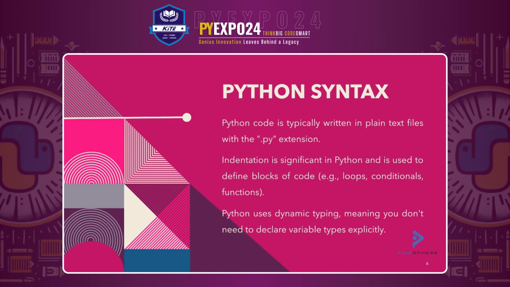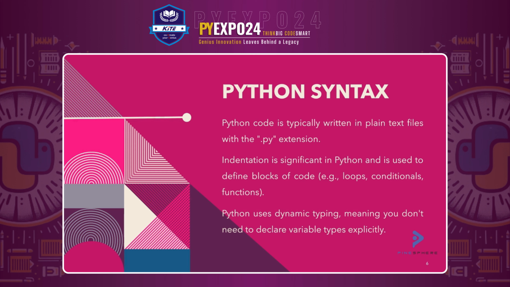The next is the syntax of Python. Let us see about the syntax. Python code is typically written in a plain text file which is easily understandable by the user, with the .py extension. As in if you write an HTML file, you will give the file name .html, likewise for a Python file, you will give the file name .py extension. This convention makes it easy to identify Python files and allows them to be executed by the Python interpreter.